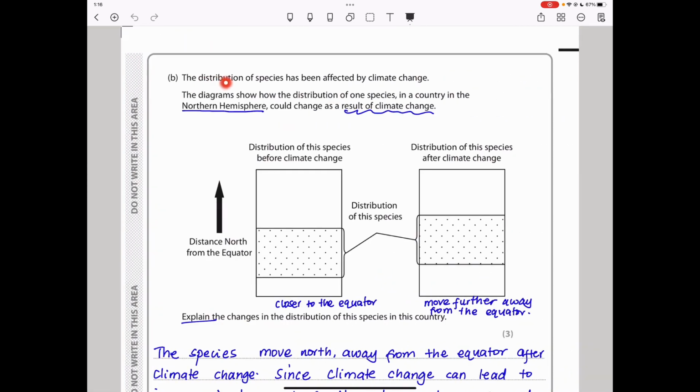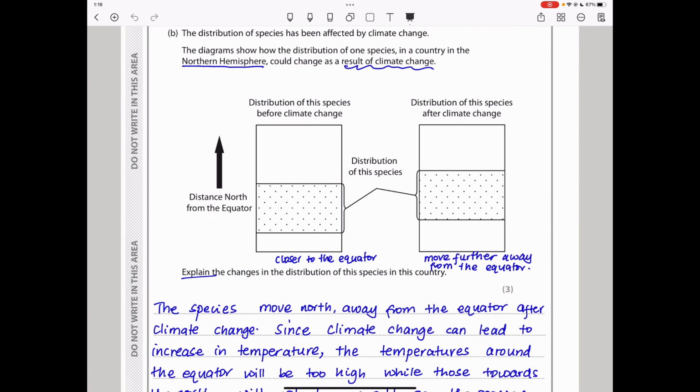Here they say the distribution of species has been affected by climate change. The diagrams show how the distribution of one species in a country in the northern hemisphere could change as a result of climate change. So we have the diagram here. They say distribution of species before climate change. So before climate change, the distance north from the equator was not that big, meaning they were closer to the equator. However, the distribution of the species after climate change, we can see the distance is greater from the equator.